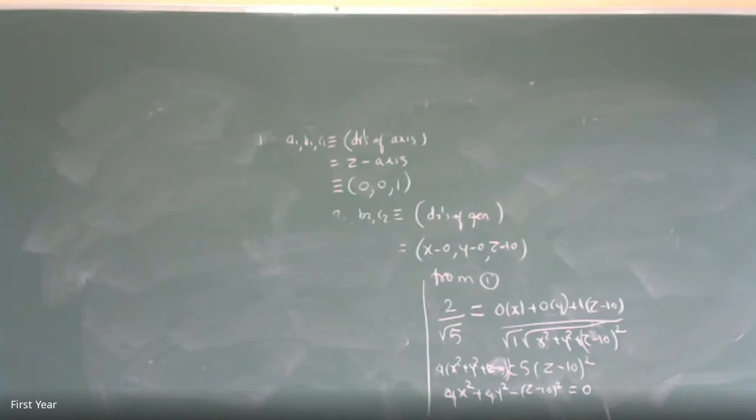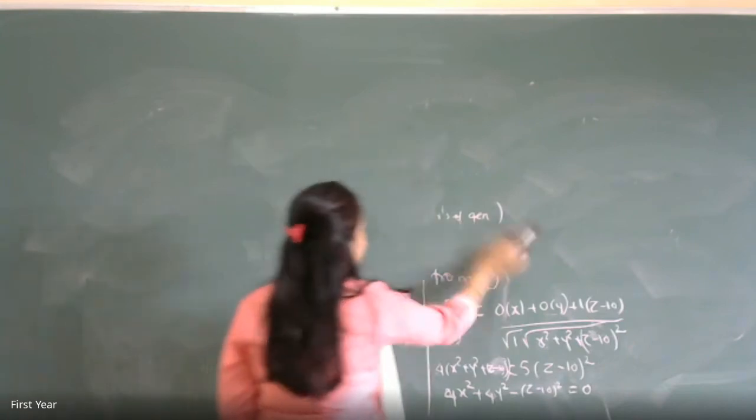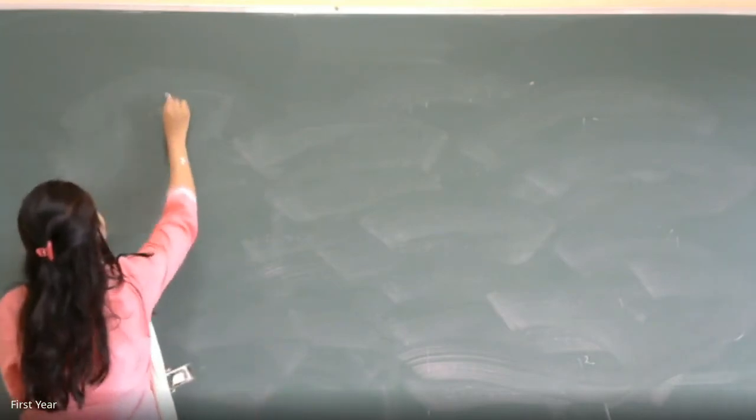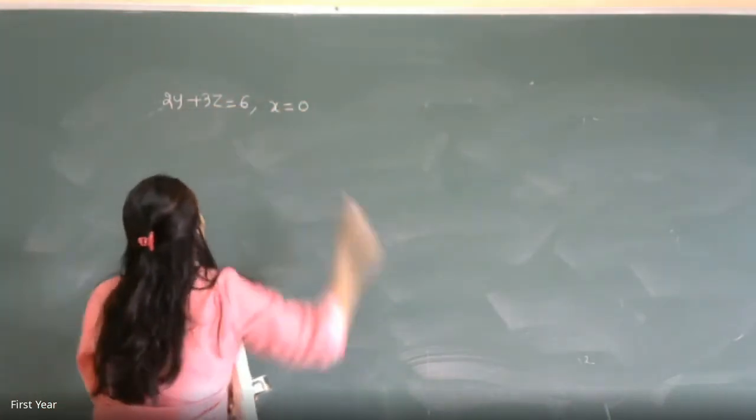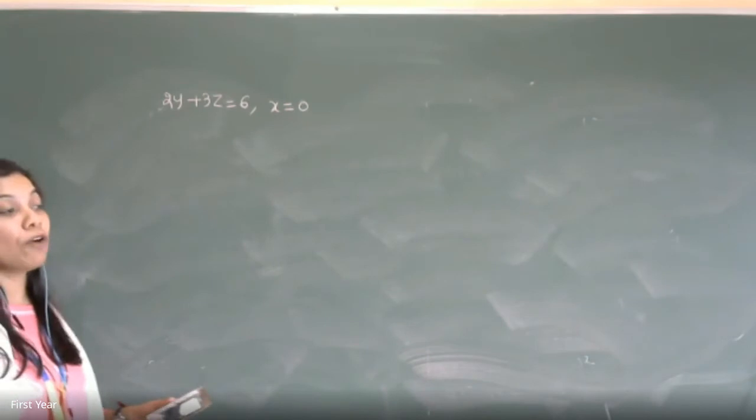Find the equation of right circular cone generated when the line 2y plus 3z is equal to 6, comma x is equal to 0, revolves about the z-axis.